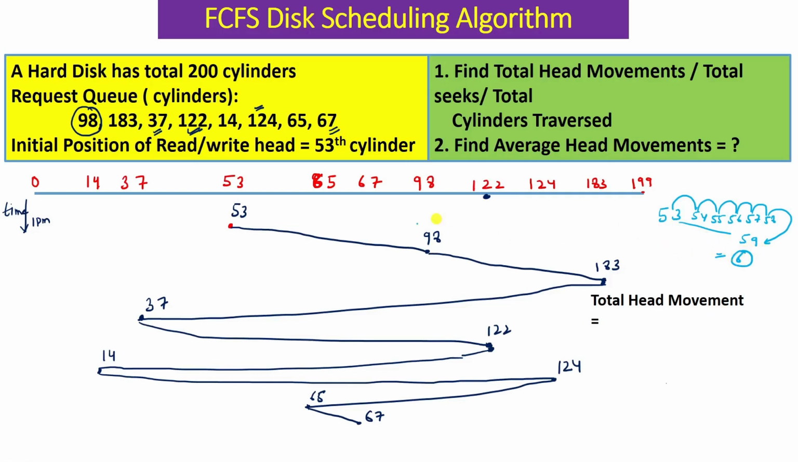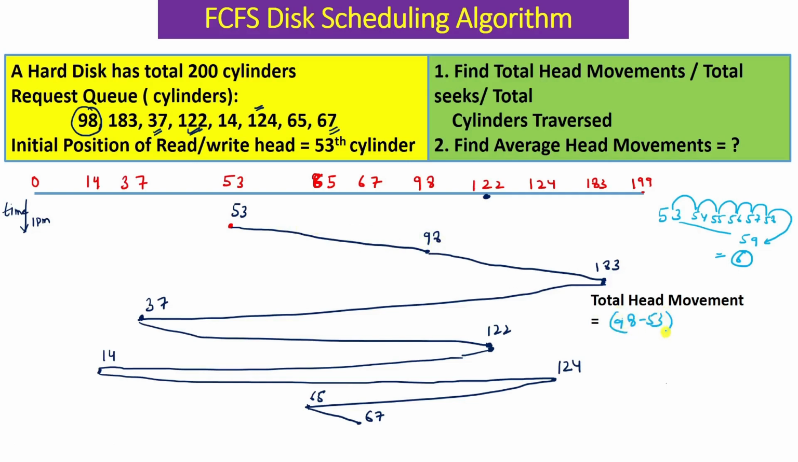In the same way, if you want to count the total number of head movements, for 53 and 98 you can just subtract them, because it is like a distance. It is not like a displacement as you have understood in physics. Distance cannot be negative. It is how many times you have moved from 53 to 98. So you just have to subtract the bigger value minus the smaller value: 98 minus 53.